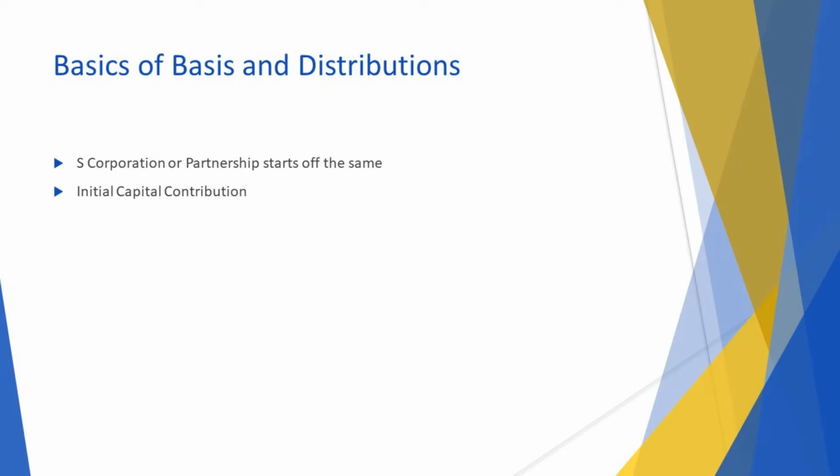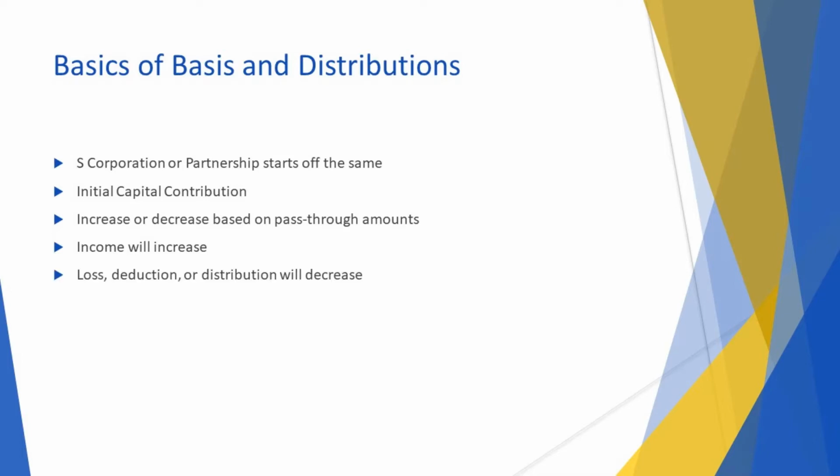When computing stock basis, the shareholder starts with their initial capital contribution to the S corporation or the initial cost of the stock they purchased from a third party. That amount is then increased and or decreased based on the pass-through amounts from the S corporation. An income item will increase stock basis, while a loss, deduction, or distribution will decrease stock basis.